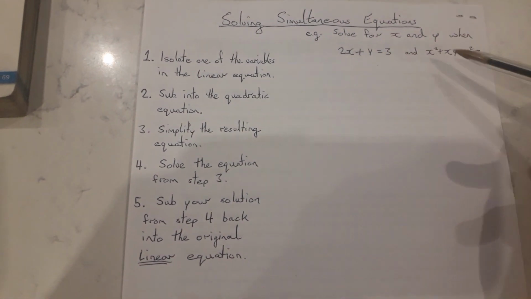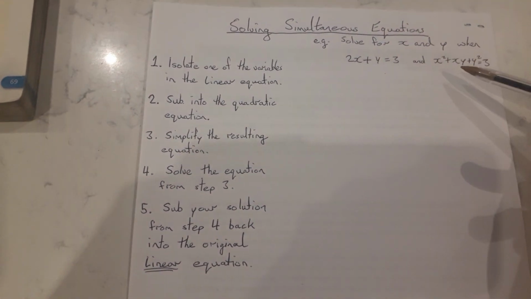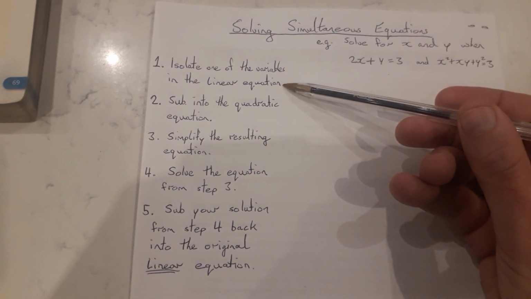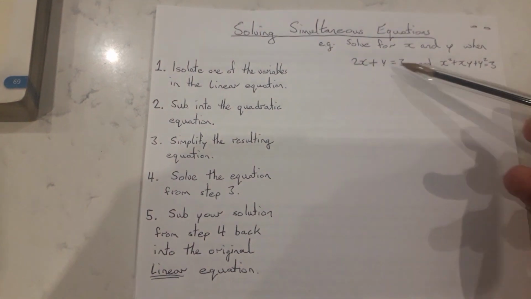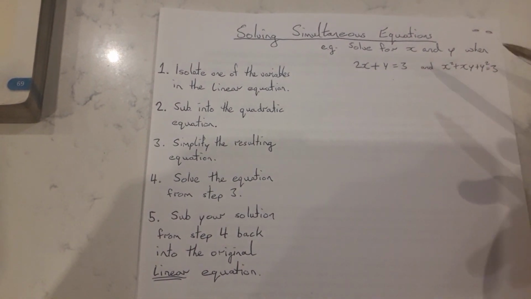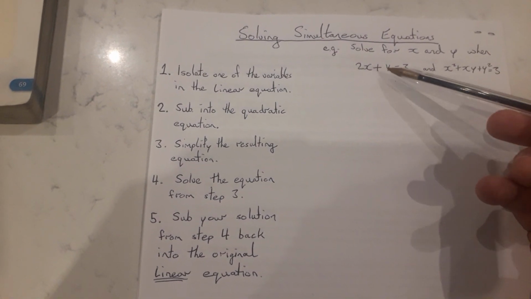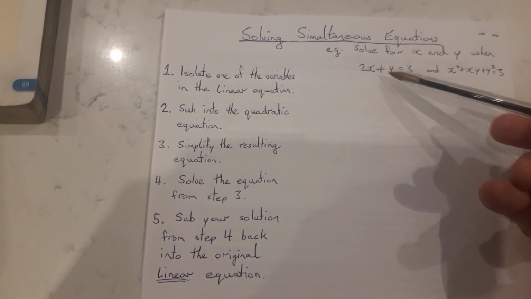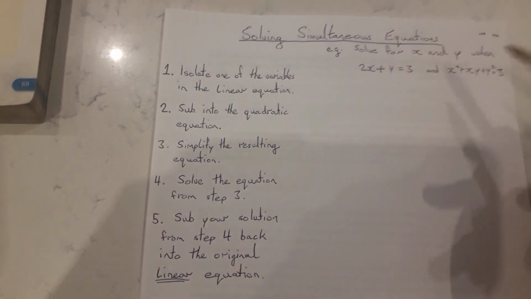So in this example, this is the linear equation, this is the quadratic equation, and the first step says isolate one of the variables in the linear equation. Now by isolated I mean get either the x or the y on its own on one side of the equation. It doesn't matter which one you choose, so go for whichever one is easier.